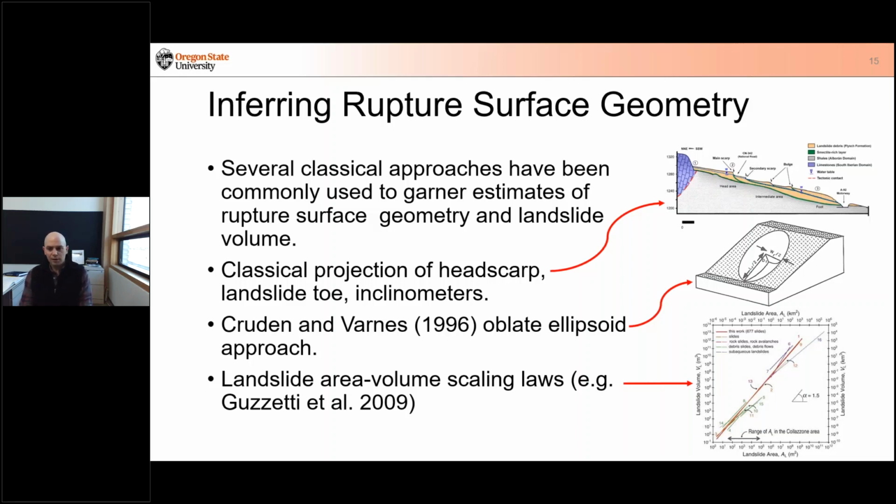Of course, there's the Cruden and Varnes approach, which is the oblate ellipsoid approach. And one of my favorite quotes is from a paper from Ulrich Hunger, where he said, "This type of failure is more common in textbooks than it is in reality," but it is an estimate, right? And of course, there are landslide area-volume scaling laws, such as those presented by Guzzetti et al. or many other people. This has been done all over, including in Vancouver, BC. So these effectively relate landslide area and landslide volume, and you can get a mean landslide thickness.